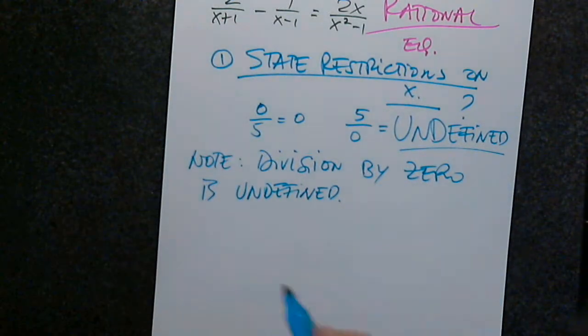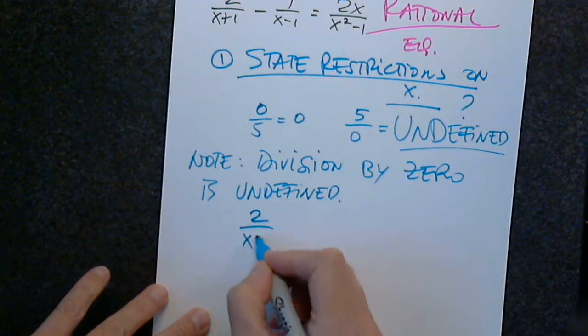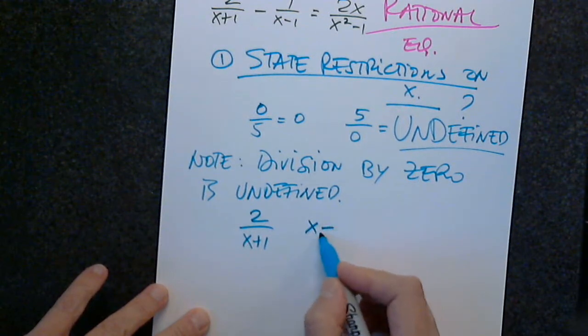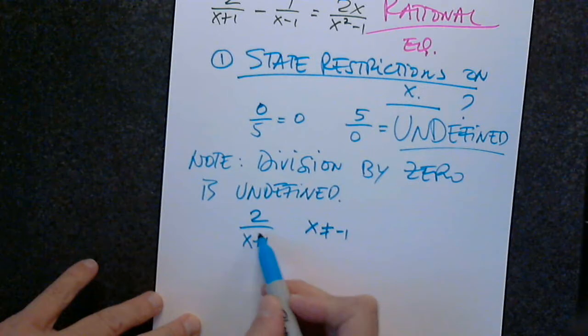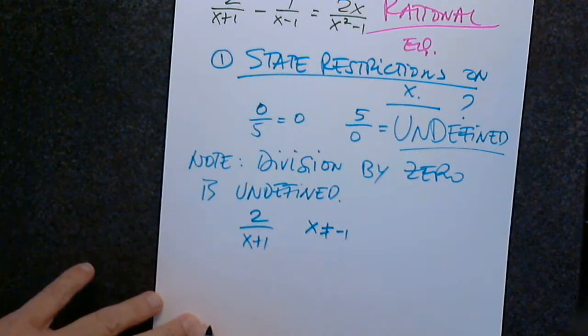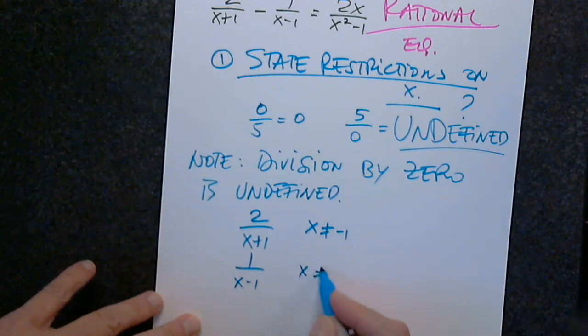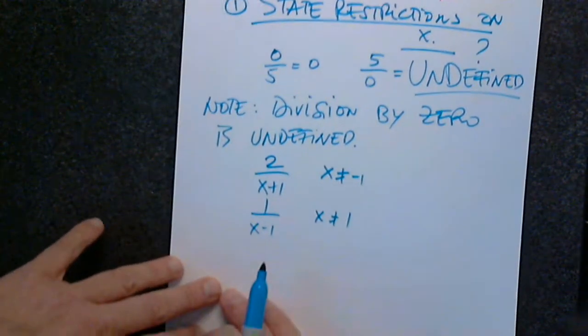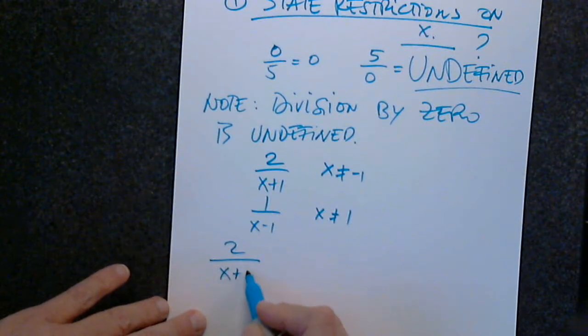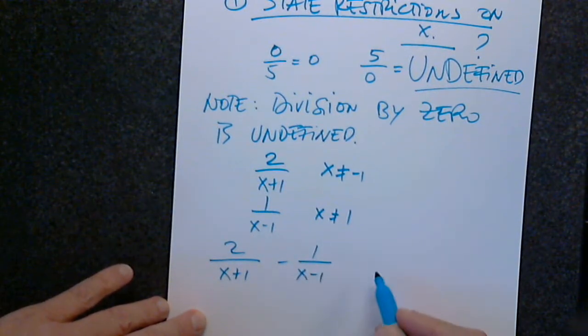Very good. So obviously 2 divided by x plus 1 will not exist when x is negative 1, because negative 1 plus 1 will be 0. 2 over 0 is undefined. And then 1 over x minus 1 will require x not equal 1, because 1 minus 1 is 0, and 1 over 0 will be undefined. Would you agree? Okay, so then I will copy 2 over x plus 1 minus 1 over x minus 1.